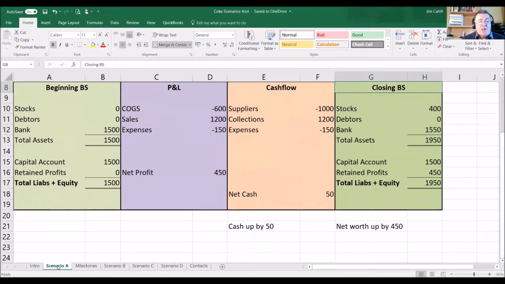Now, let's look at the financial statements. We start off with the balance sheet. The thing to remember about the balance sheet is that it lists what you have and what you owe. Now, the accountants will call that your assets and liabilities.